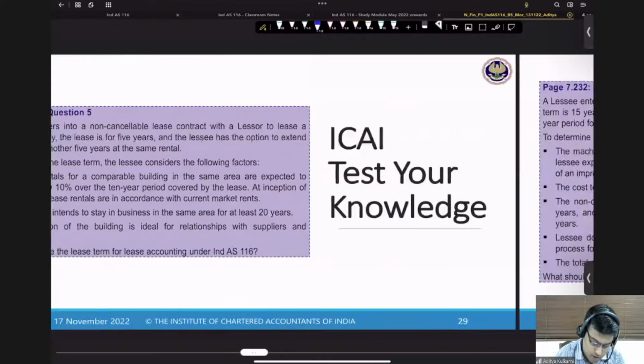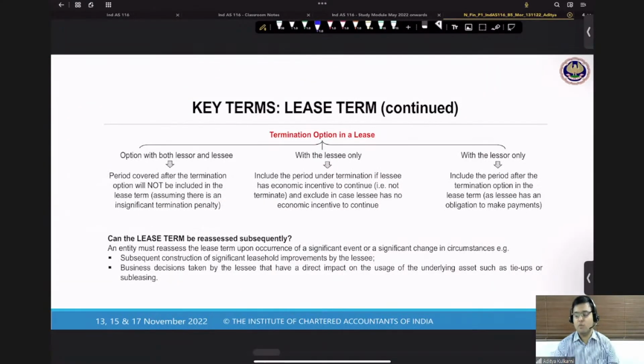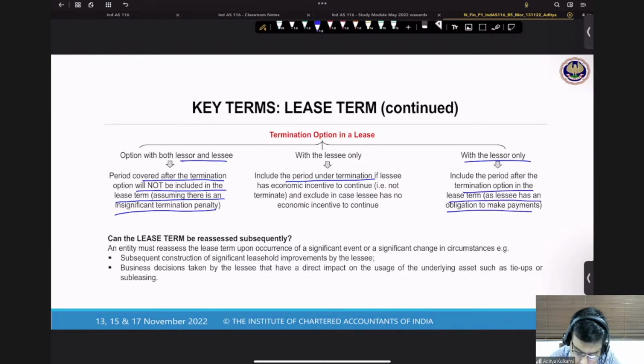Okay, so try these illustrations by yourselves. We have also mentioned termination option in lease, option with both lessor and lessee. Period covered after termination will not be included in the lease term, assuming there is insignificant termination penalty. With the lessee only, include the period under termination if lessee has economic benefits to continue, and exclude in case lessee has no economic incentives to continue. With the lessor only, include the period after the termination option in the lease term, as lessee has an obligation to make the payments.